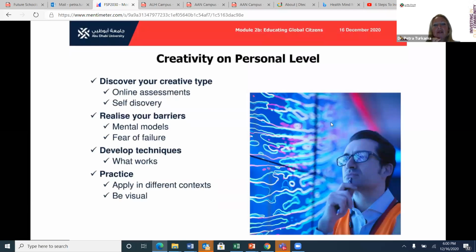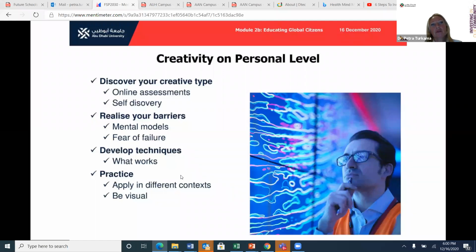But let's talk a little bit then about creativity on a personal level. So now we discussed creativity on a class level or institutional level. So if you're looking into your own personal creativity and thinking that if I'm more creative, maybe I can also better teach creativity to others, the first thing would be discovering your creativity type. We would be first looking into a couple of ways of seeing how you can realize your creativity type.